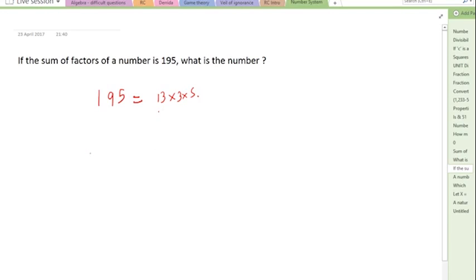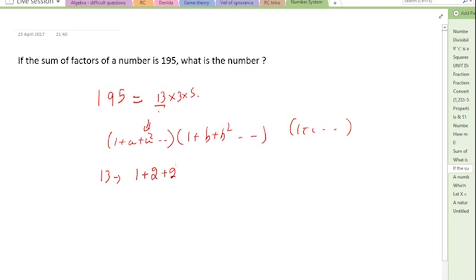So 13 into 3 into 5. The way you get those factors is by multiplying terms like 1 plus b plus b square, and 1 plus c plus c square. So can we write it like this? Can 13 be written in this format? Let's check. Can it be 1 plus 2 plus 2 square, basically 2 to the power 0 plus 1, 3, plus 4, 7, plus 2 cube? No. So it can't be written with 2 as a starting point. Can it be written for 3? 1 plus 3 plus 3 square. Yeah, this is 13. So 13 can be written like that.